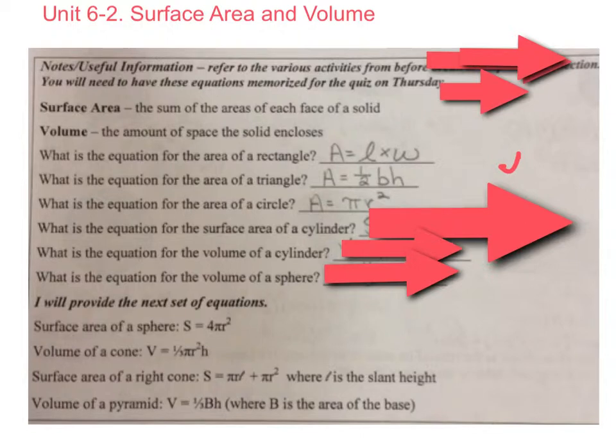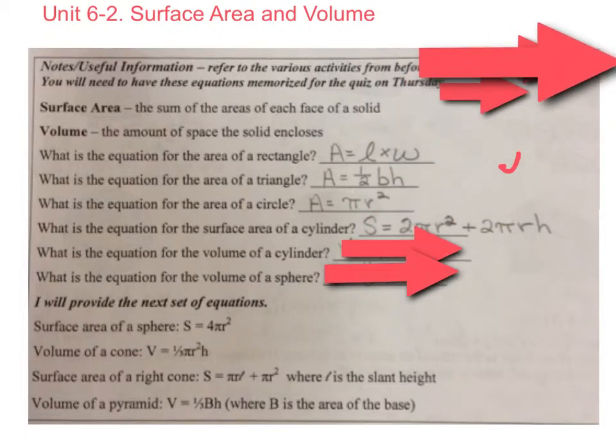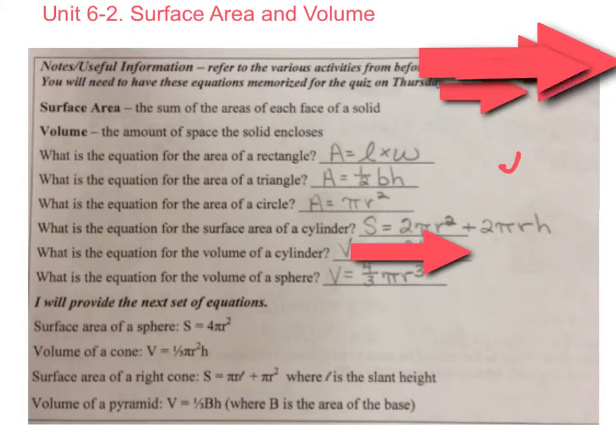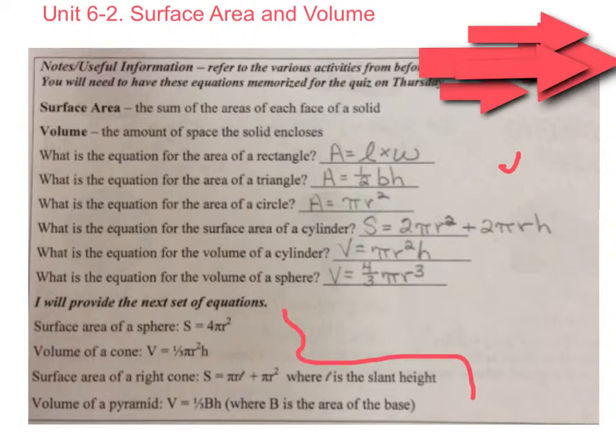What is the equation for the surface area of a cylinder? Surface area is 2 pi r squared plus 2 pi rh. The volume of a cylinder is pi r squared h, and the equation for the volume of a sphere is 4/3 pi r cubed. There are some more formulas down here that I just gave you.